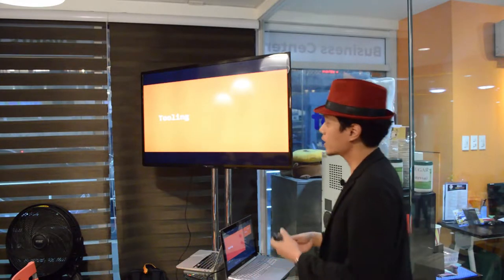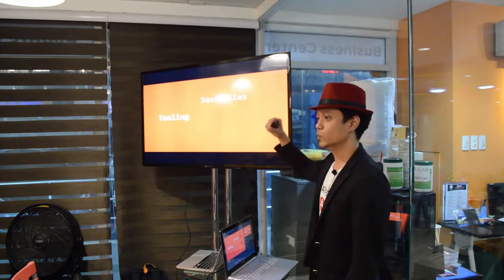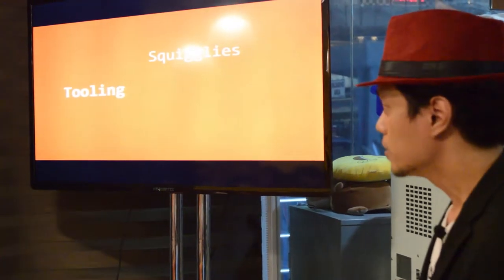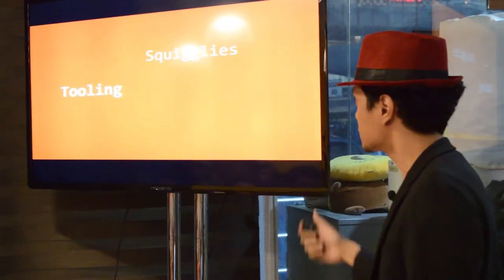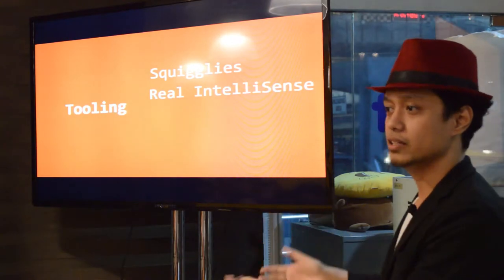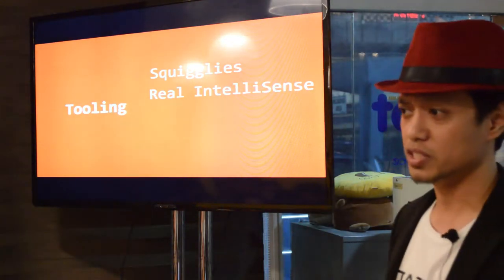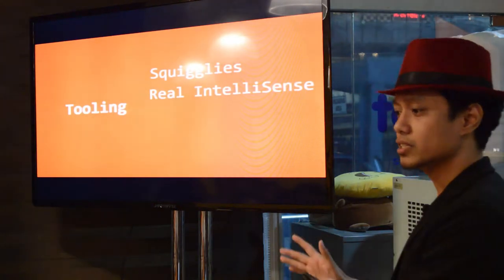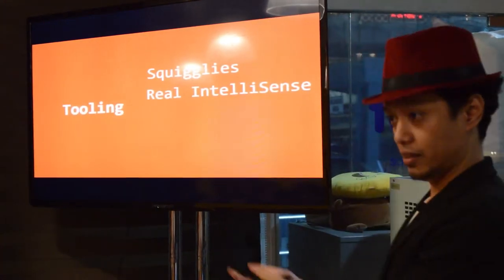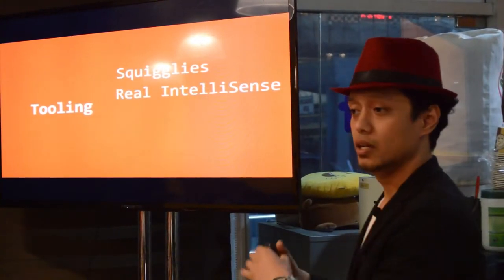Let's see what kind of tooling we can get from TypeScript. First, we get squiggles. The line under your method or keyword warns you. Real IntelliSense. What is real IntelliSense? Because you normally see IntelliSense in your IDE, like Visual Studio 2017, or WebStorm, PHPStorm, or a JetBrains IDE. Those are not real IntelliSense; they're just provided by your IDE, which gives everything it knows about whatever you might type. Real IntelliSense comes from static typing.